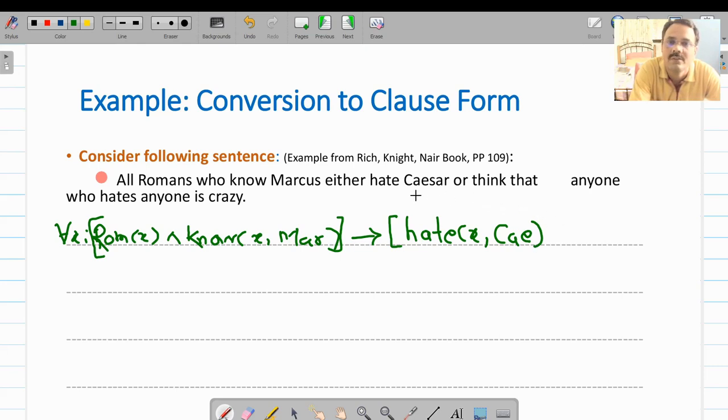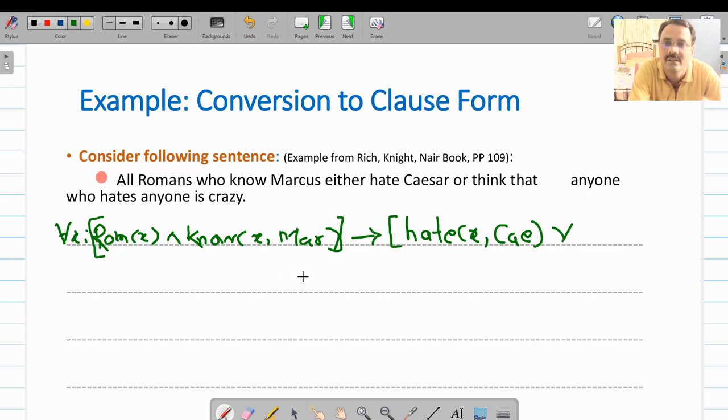All Romans who know Marcus either hate Caesar or think that anyone who hates anyone is crazy. Now out here also one more implication is there, or think that anyone who hates anyone. Now two quantifiers. Anyone, that means it is universal quantifier, and the second anyone is a specific one, so that will be existential quantifier.